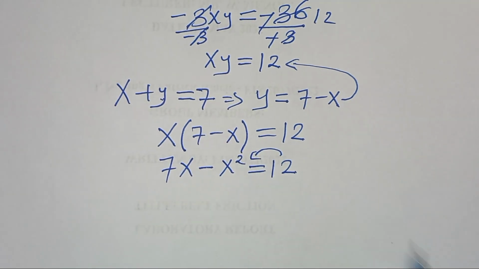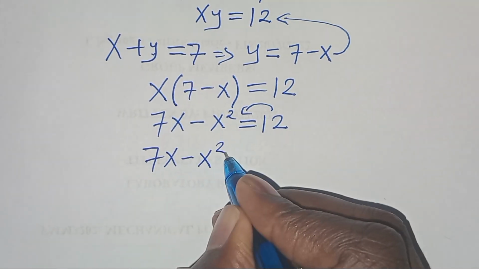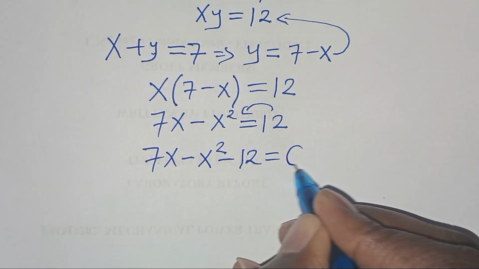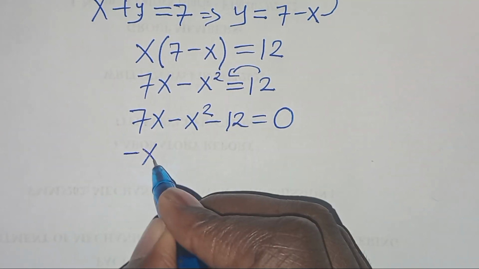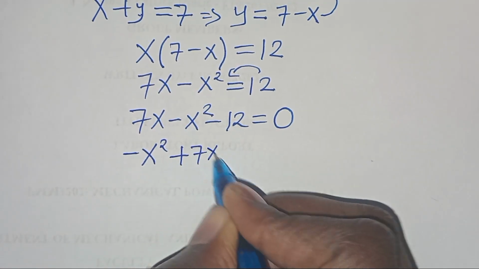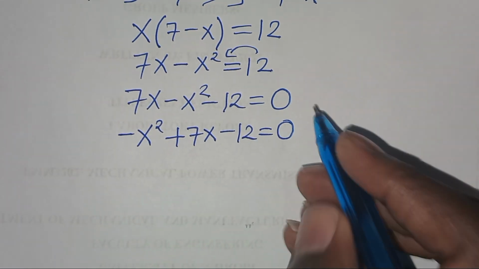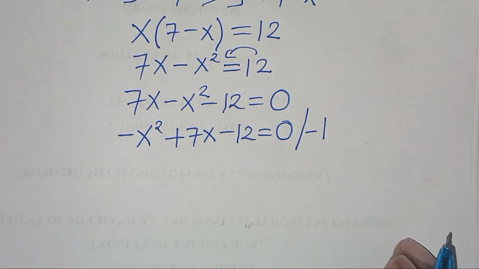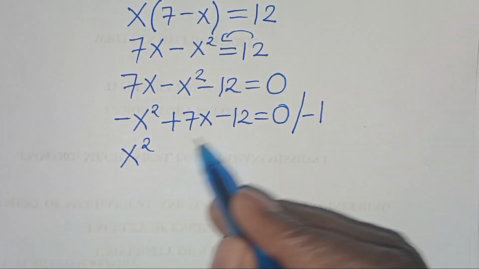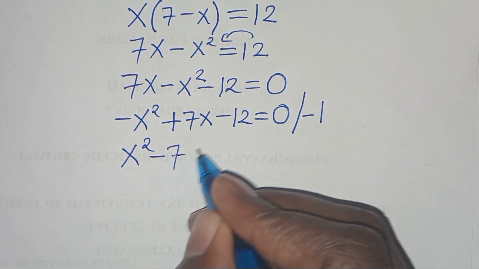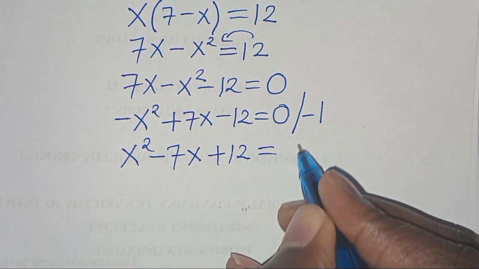Let's take 12 on the left-hand side, so that here we have 7x minus x squared minus 12 equal to 0. So this implies that here we have minus x squared plus 7x minus 12 equal to 0. The next step is to multiply both sides by negative 1. So minus 1 times minus x squared is x squared. Then plus 7x times minus 1 is minus 7x. Then minus 12 times minus 1 is plus 12. This is equal to 0.